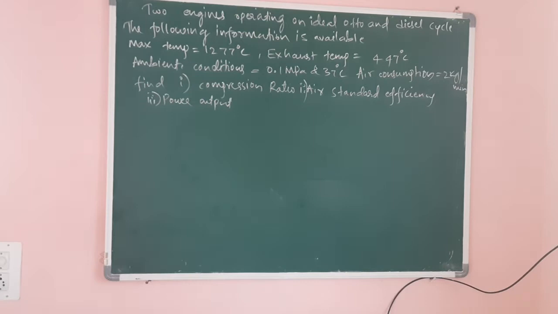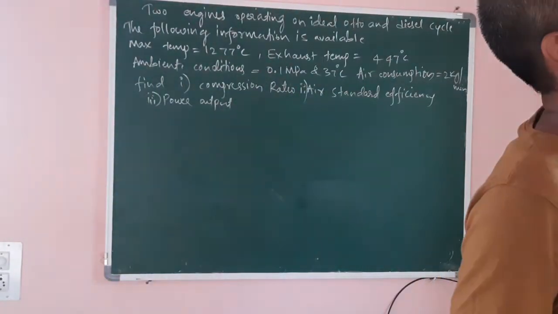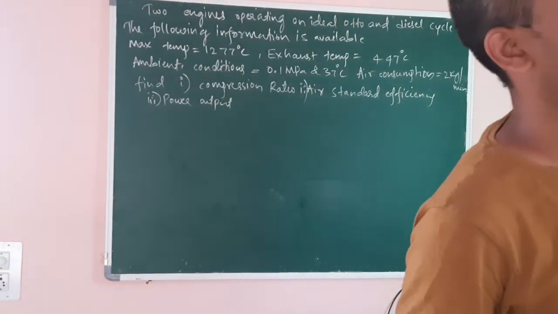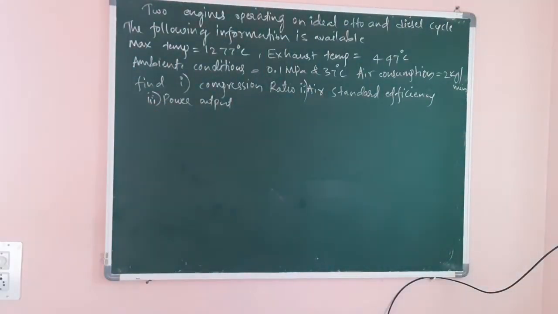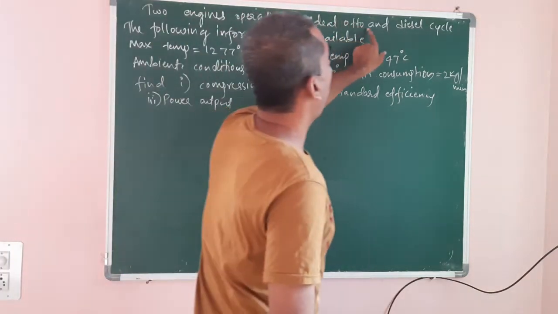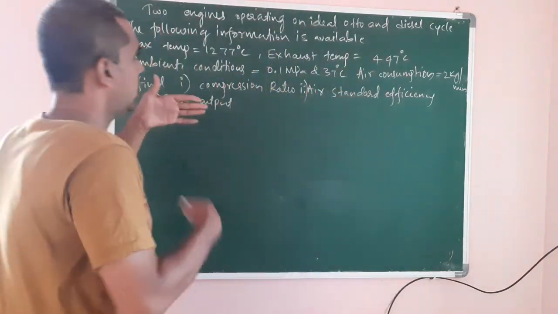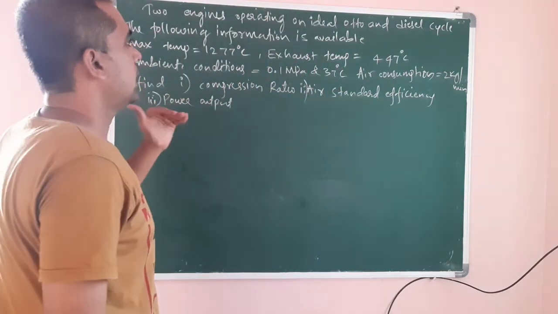Okay, this is the next problem. For this also we will calculate the things. Okay, it is clear. There are two engines operating, one on an ideal Otto cycle and one on a diesel cycle. One time we have to calculate for the Otto cycle, and the second time for the diesel cycle.